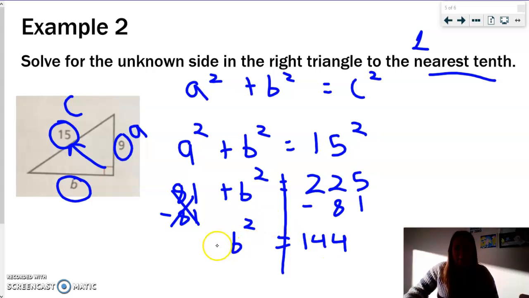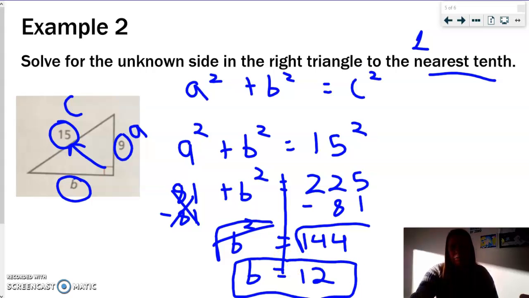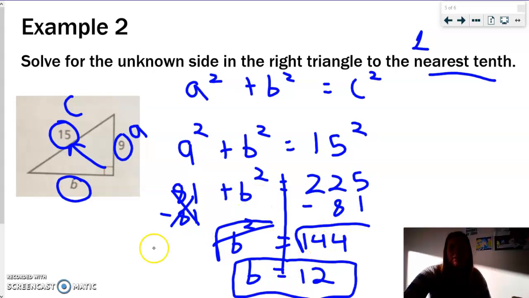And then I have to undo that square, so I'm going to square root it. Whatever I do to one side, I do to the other. And the square root of 144 is 12. And so you get a nice even number for this one. So using what we know about our squares and square roots, as well as knowing how to use those algebra components that we learned in a previous unit.